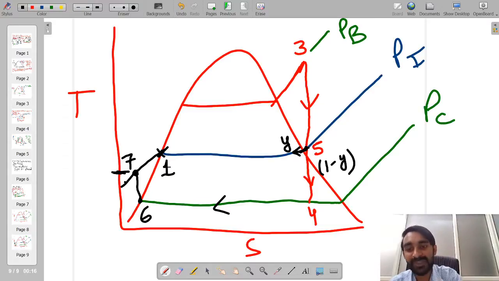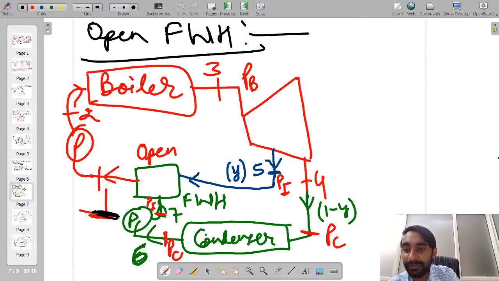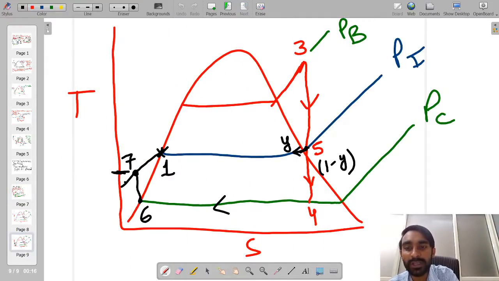intermediate pressure. Okay, now what we will be doing, after that we will be pumping this to the boiler pressure. So now if we pump this to the boiler pressure, we will be getting this as nothing but our point number 2. Okay, so this type of thermodynamic cycle, particularly where we are allowing the mixing of two different streams in order to have mass and energy exchange inside a heat exchanger device, is particularly known as an open feed water heater.